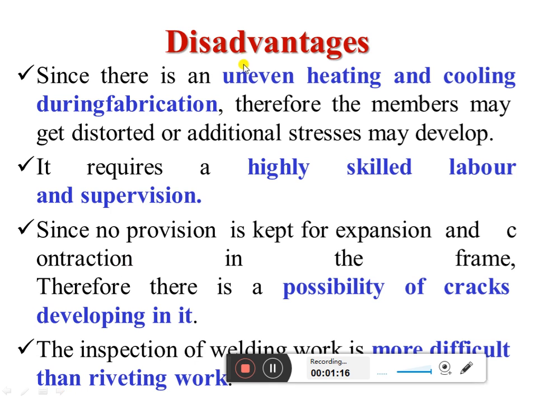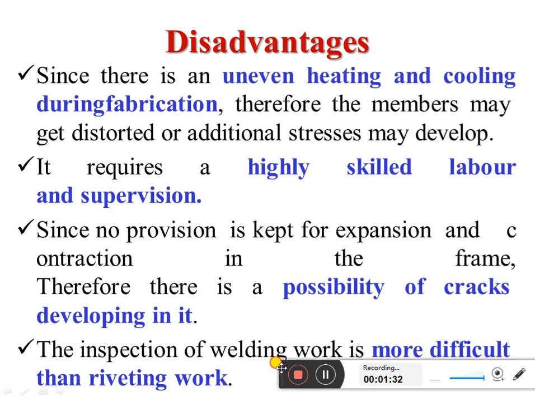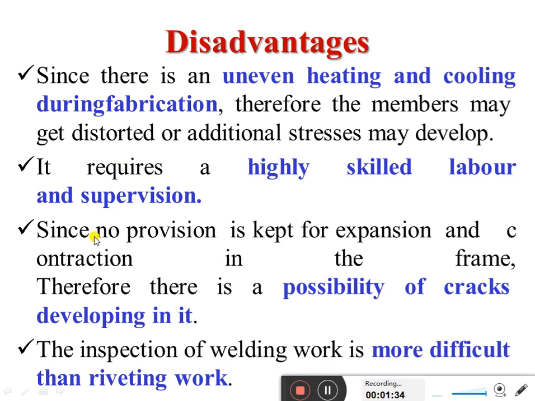joints. The major disadvantage of welding joints is uneven heating and cooling during fabrication. The next one is that highly skilled labor and supervision is required while doing the welding process. The third one is that no provision is kept for expansion and contraction in the frame, therefore there is a possibility of cracks developing in it. And the inspection of welding work is more difficult than for riveted joints. So these are the disadvantages of welding joints.